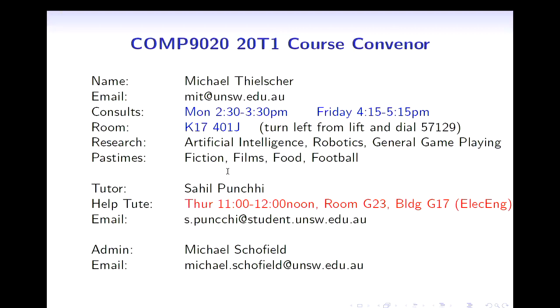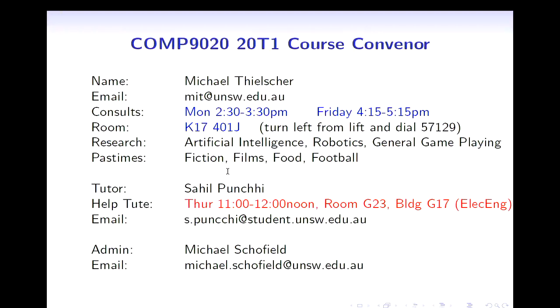My office is in the Computer Science Building, K17. Office number is 401J, but this is inside of a secured area. So if you want to see me, you don't have to email me beforehand. You can just come during this time. But you would have to pick up the internal phone and dial this number that is shown here, and then I'll come and let you in.